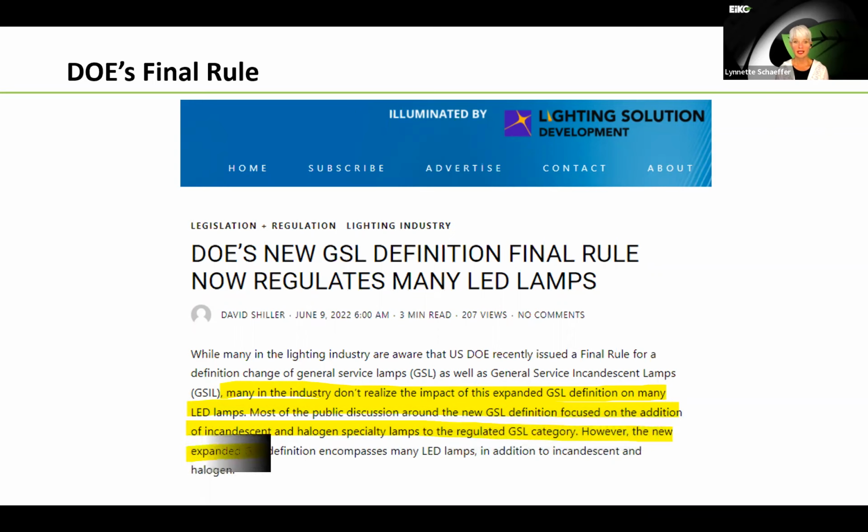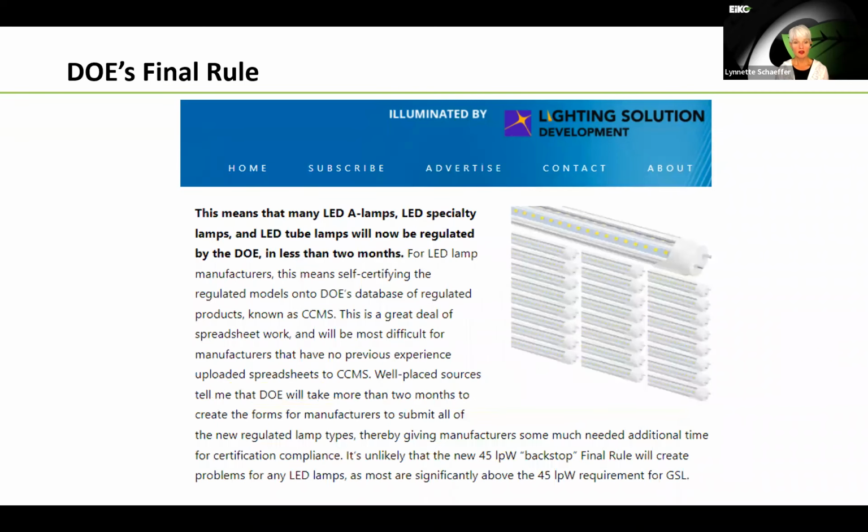However, the new expanded GSL definition encompasses many LED lamps in addition to incandescent and halogen. That is the key takeaway in this particular rule. Now, the article goes on to say that this means that many LED A lamps, LED specialty lamps, and LED tube lamps will now be regulated by the DOE.